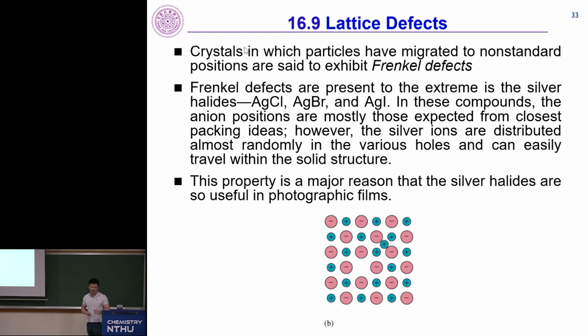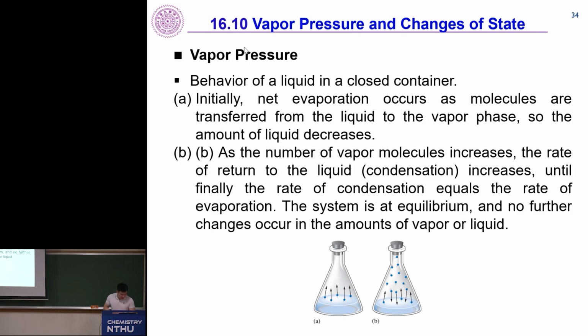Schottky defects. And the other one, if we have particles in non-standard locations, that means the total amount of particles inside the lattice is the same, but the particles are in the wrong location. It's called Frenkel defects. Commonly seen in silver chloride, right? So that's where we finished the class last time. And today we are going to go through the third phase. Right? We started talking about liquids, we finished talking about solids, and right now we're talking about gas.